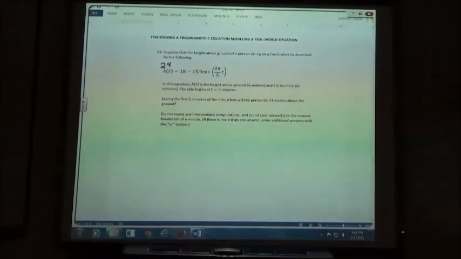Somehow I got tilted a little crooked. Let me straighten that out. I wonder how long that's been like that.